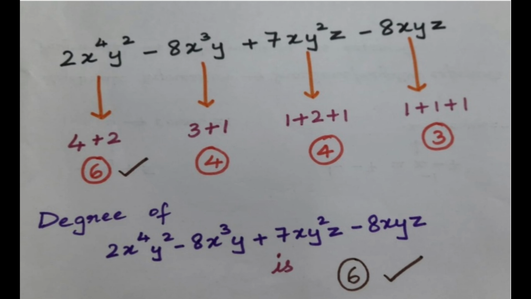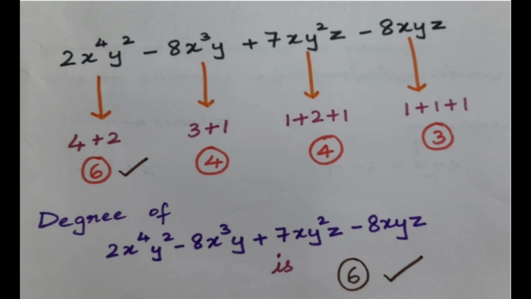Now, let's see how to find the degree of a polynomial with different variables. As we have learnt, a polynomial can have more than one variable. Now, in this example, 2x power 4 y square minus 8x cube y plus 7xy square z minus 8xyz. This is a polynomial containing 4 terms. Now, how to find the degree of this particular polynomial with more than one variable?